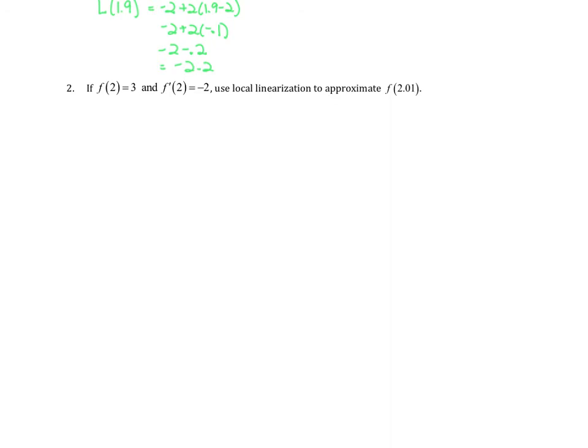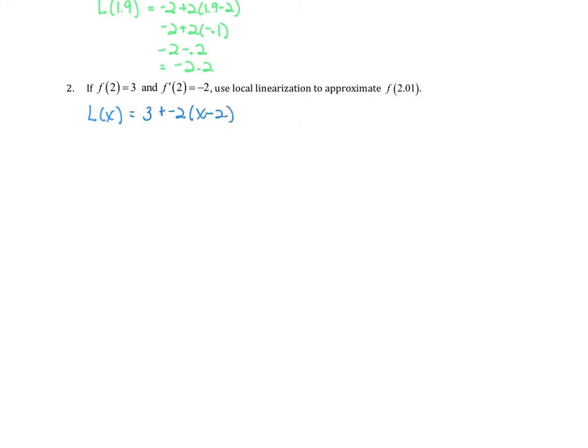All right, this one says if f of 2 equals 3 and the derivative at 2 is -2, use local linearization to approximate f of 2.01. So what do I actually need to do here? I need to write the linearization equation. Do I have enough information to do that? I do. I was given a point and I was given the slope at that point. So they already did all the work for me. I don't even know what my function was, but I know that my equation is going to be 3 plus -2 times (x minus 2).